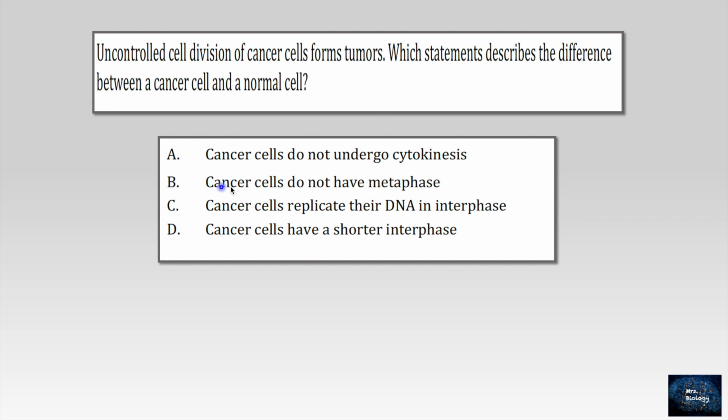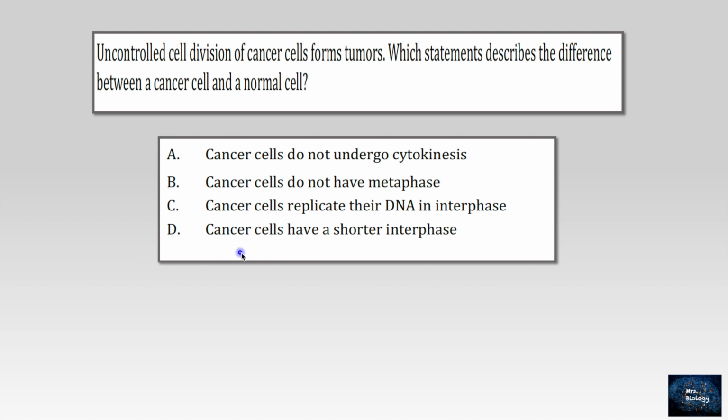Choice B. Cancer cells do not have metaphase. How come? How could we divide the cell without the metaphase stage? Choice C. Cancer cells replicate their DNA in interphase. Come on. Both cancer cells and normal cells replicate the DNA in interphase, particularly in the S phase, I mean the synthesis phase. So this is not a difference.